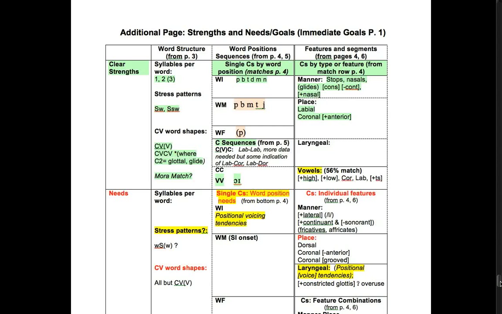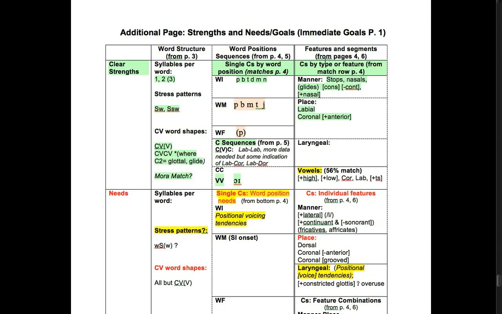Page 8 gives us a summary of Craig's strengths and needs. Reviewing his word structure, we see strengths in word length up to 3 syllables, strong-weak and weak-strong stress patterns, and basic CV with sometimes a little bit of CVCV. Needs are everything, really, except for CVV.